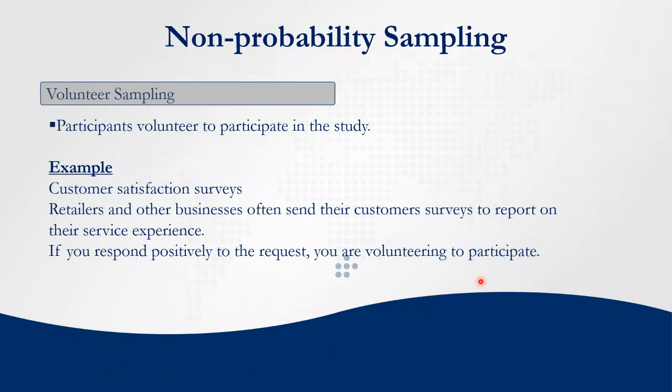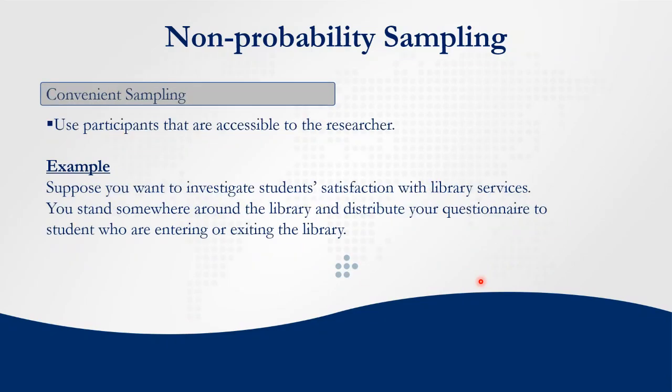So there is volunteer sampling. The participants volunteer to participate. If we think about customer satisfaction surveys, you volunteer to participate. They send you a form or a text, maybe they say you must rate the service. It's up to you whether you rate the service or you don't. Convenience sampling, you use participants that are accessible.